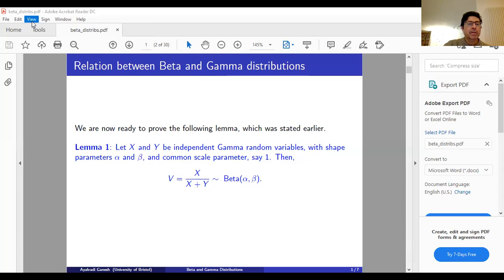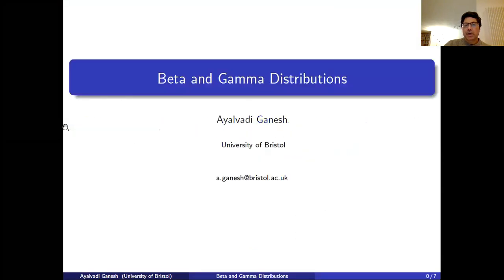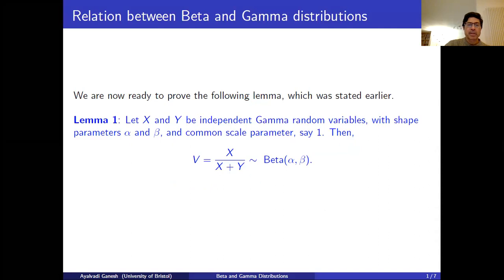Okay, so let me start by sharing screen. Okay, so today we are going to study the relation between beta and gamma distributions in this lecture. And I'm restating the lemma from last time, which we need to prove. And the lemma stated the following.